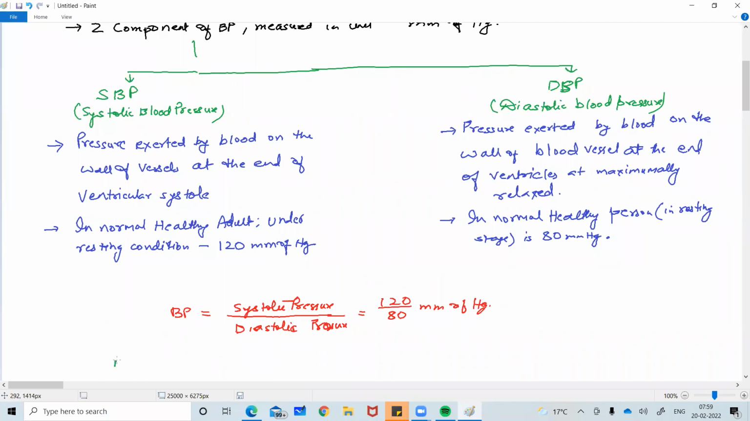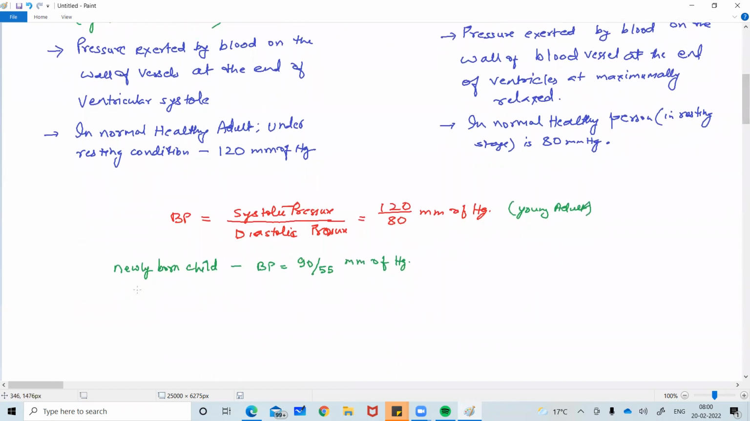So let me write here, newly born child, BP will be 90 by 55 mm of Hg. And this is for young adult. It's not gender based, any male and female.